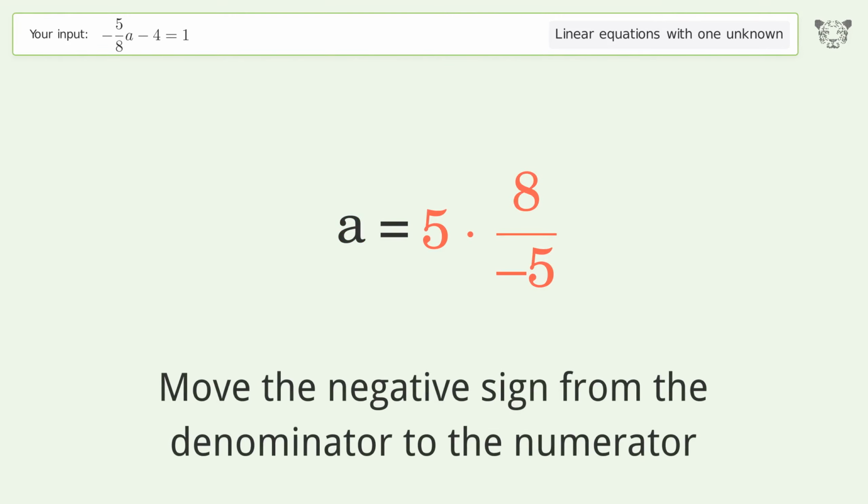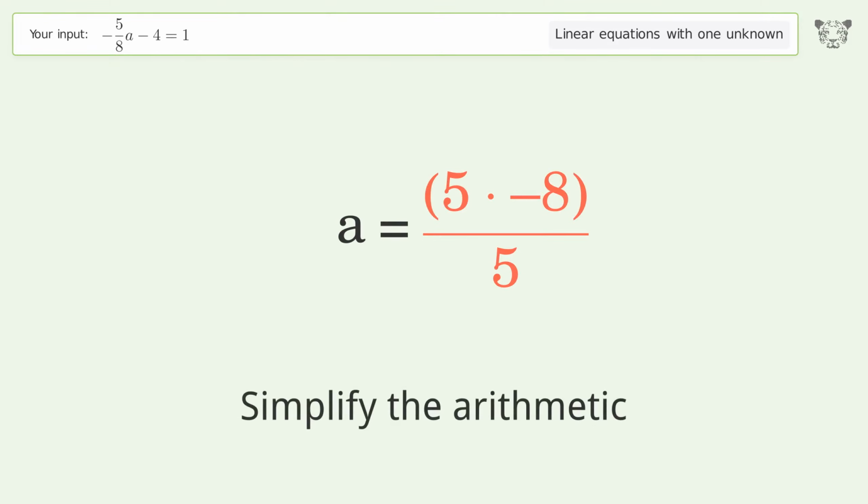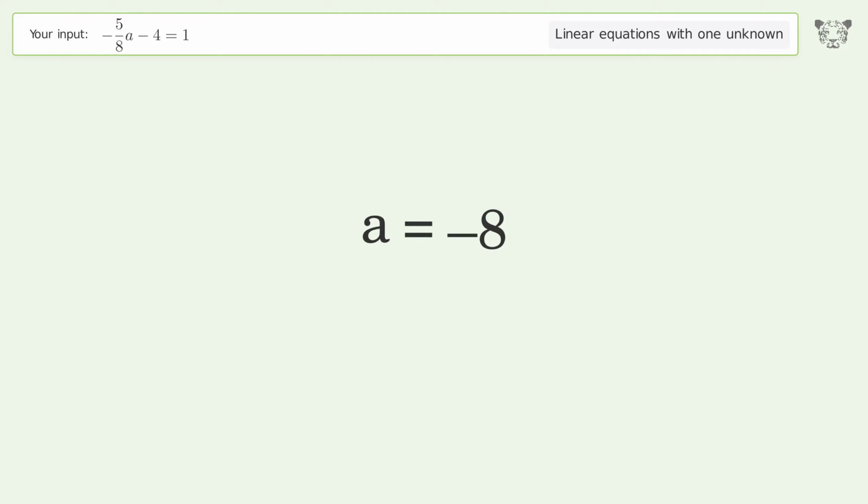Move the negative sign from the denominator to the numerator. Multiply the fractions. Simplify the arithmetic. And so the final result is a equals -8.